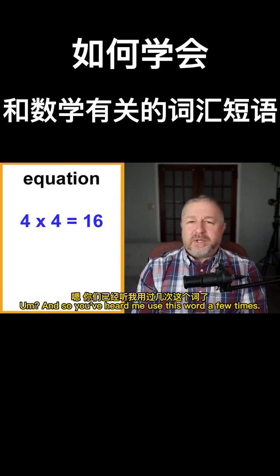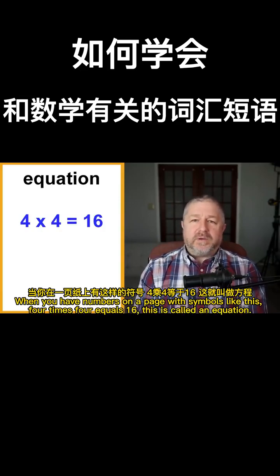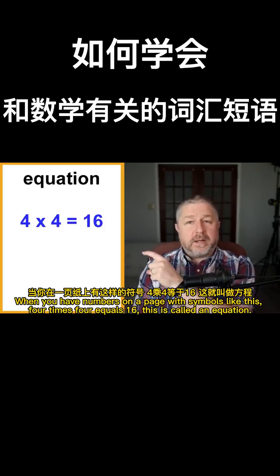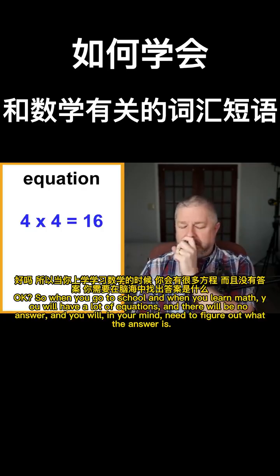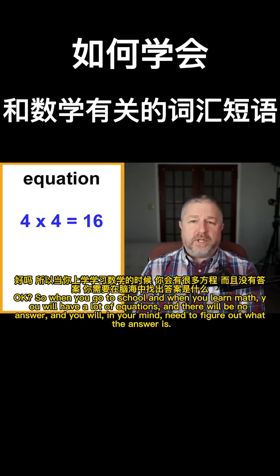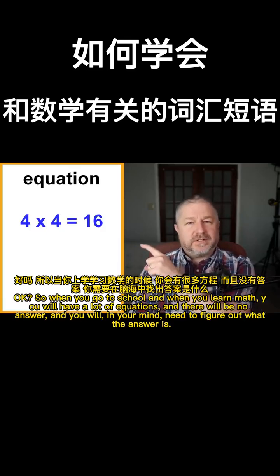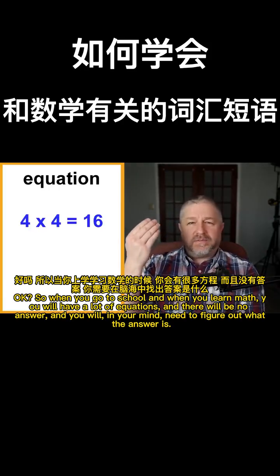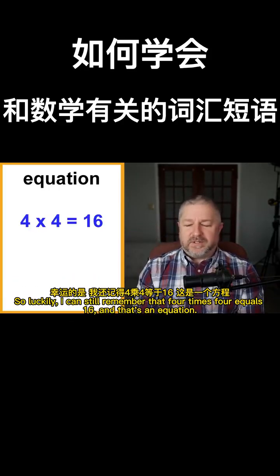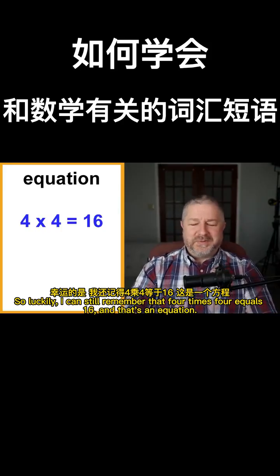And so you've heard me use this word a few times. When you have numbers on a page with symbols like this, 4 times 4 equals 16, this is called an equation, okay? So when you go to school and when you learn math, you will have a lot of equations and there will be no answer. And you will, in your mind, need to figure out what the answer is. So luckily, I can still remember that 4 times 4 equals 16. And that's an equation.